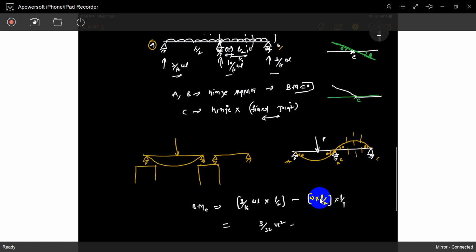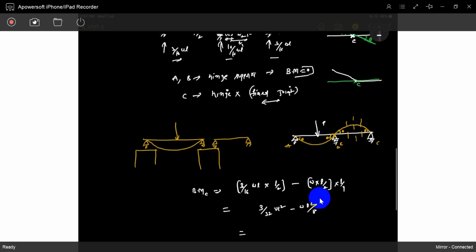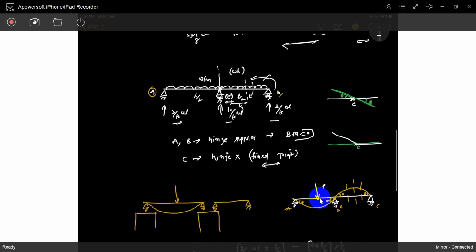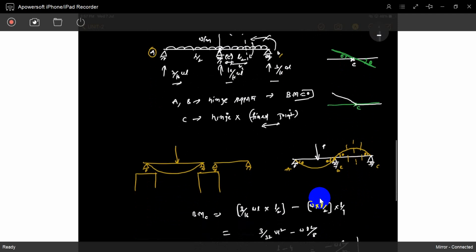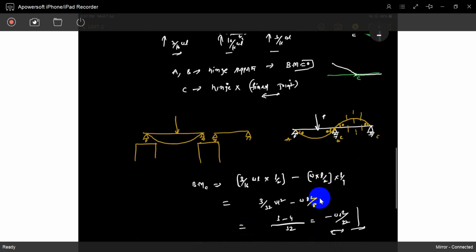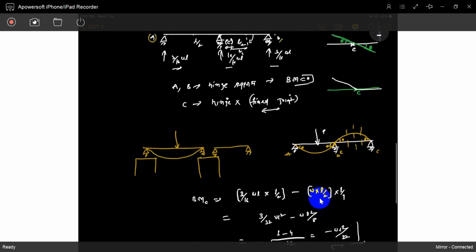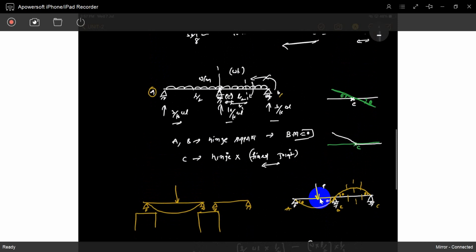What is that value? 3/32 WL square by 8, so 3 minus 4 gives minus WL square by 32. Minus WL square by 32 means opposite direction, so it is a sagging moment. B has a bending moment. If you write down from the section A to B also, you will get the same thing.